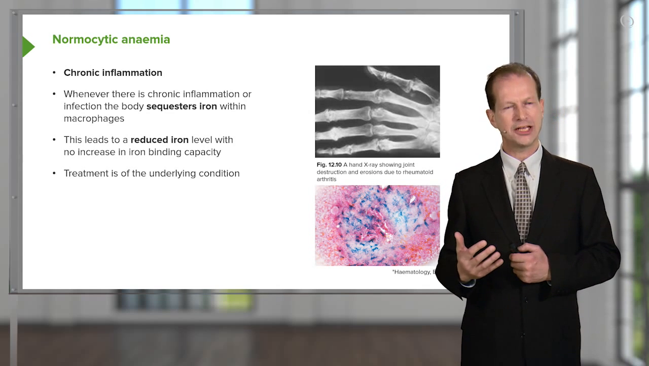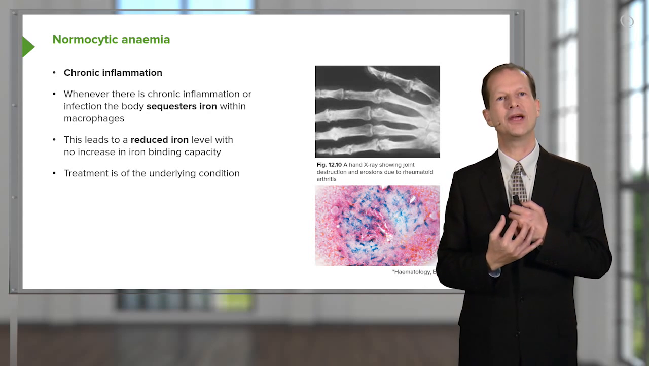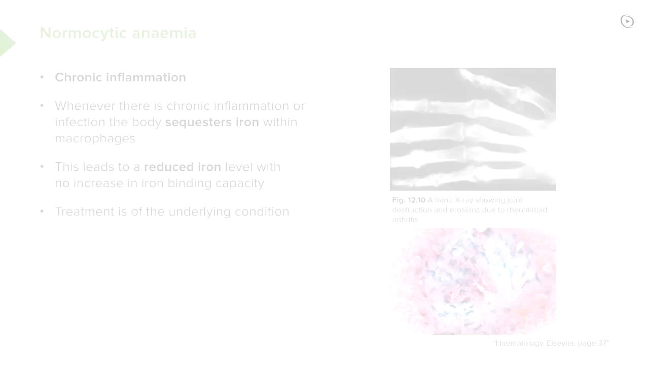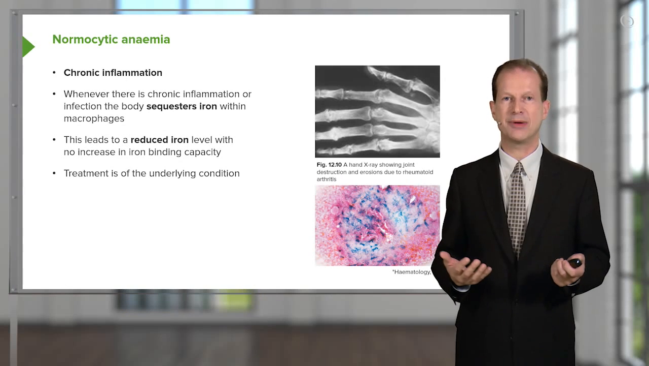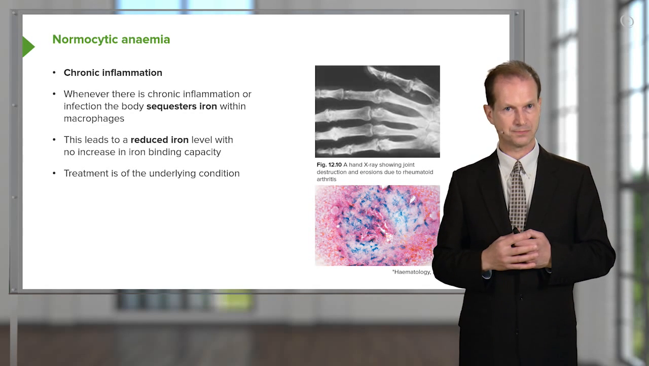Whenever there is chronic inflammation or infection within our body, the body sequesters iron within macrophages. It starts to shut down the flow of iron within the body. Now, this leads to a reduced iron level in the blood and a reduction in hemopoiesis. Now, you might ask, why on earth does the body do this? Well, it's almost certainly a physiological, evolutionarily selected mechanism to limit the amount of iron available for pathogens like bacteria. Iron helps bacteria to divide, and here is a mechanism of hiding it away from bacteria.